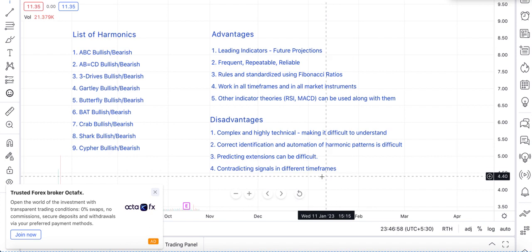And the last one is, of course, classic, that they might at times generate contradicting signals in different time frames. What we mean by that is that if you are plotting a particular instrument in a smaller time frame, let's say on a daily chart, and then you go on a monthly time frame and plot the same, you might see that in a larger time span, the chart indicates a bearish harmonic pattern, which means that it's near to a resistance zone.